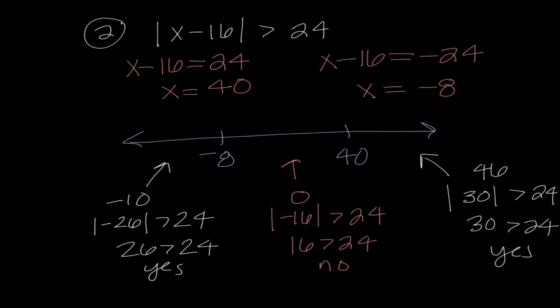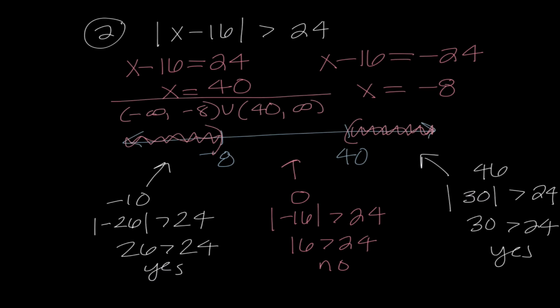So this time I need to determine, should I use parentheses or brackets? Since I do not have equals to, I'm going to use parentheses, and I'm going to shade to the left, and a parenthesis, and shade to the right. So if we were writing this in interval notation, our answer would be -∞, comma, -8, union, because I'm connecting these two pieces, 40 to infinity.